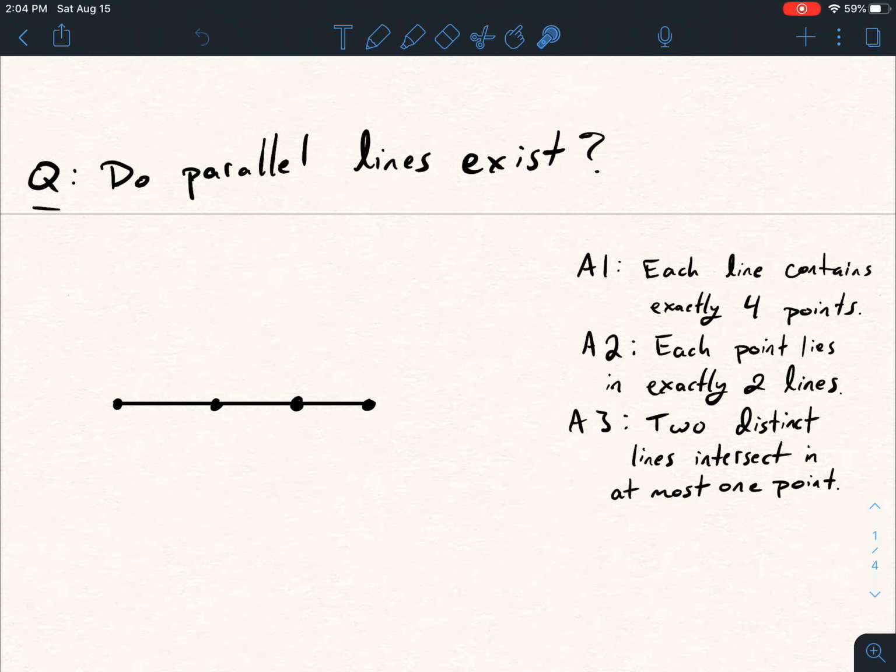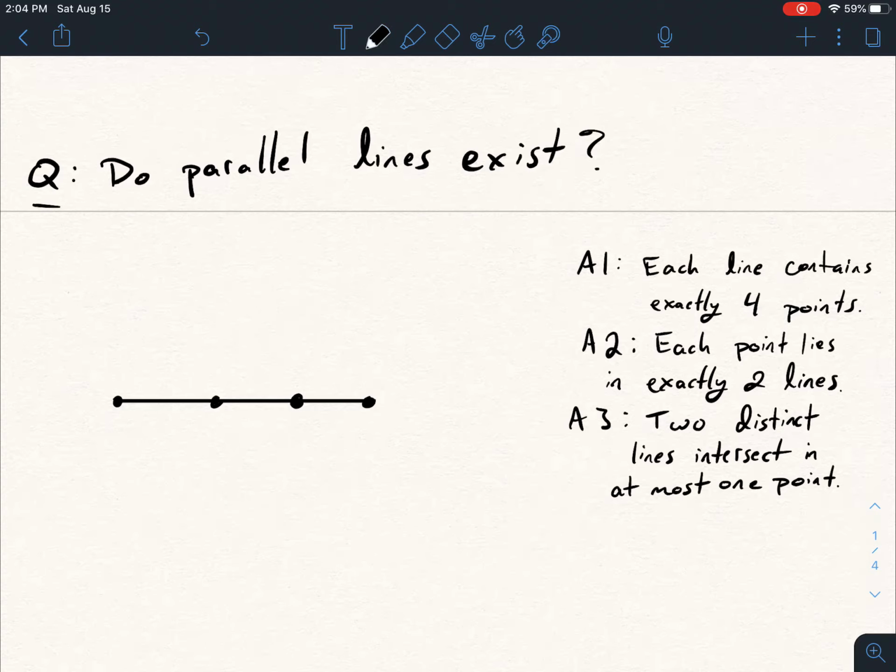And then axiom 3 says that 2 distinct lines intersect in at most 1 point, right? So we can't have things like this being a line, for example. These 2 lines would intersect in 3 points right here. So axiom 3 tells us that something like that can't happen. We could easily satisfy axiom 3 by making sure that all of the lines that we draw are straight lines, right? As long as we don't have any curve to them, they're not going to intersect in more than one point.